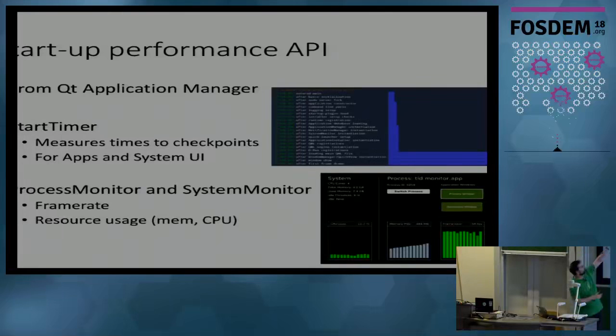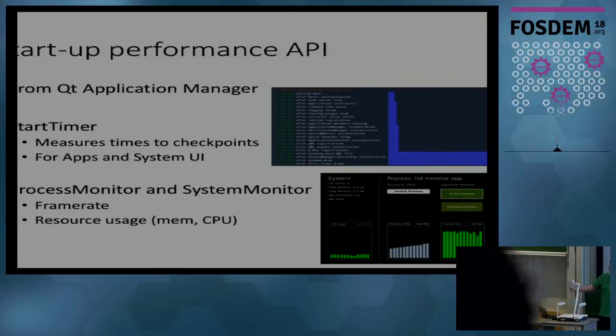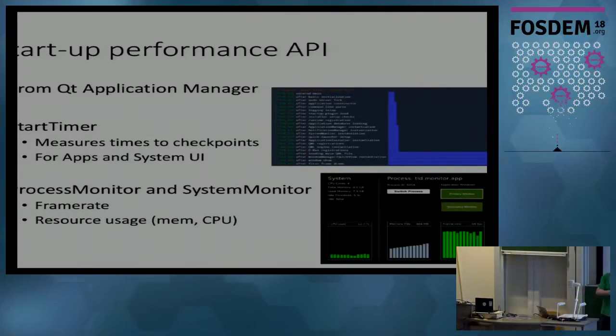So we have this start timer, which allows you to simply say, I'm at checkpoint A, I'm at checkpoint B, I'm at checkpoint C, as you start your program. And then you get these fancy graphs with basically reporting where you're at, where you spent your time, what's going on, so you can measure the startup time. You can do this both for the system UI and for application instances.